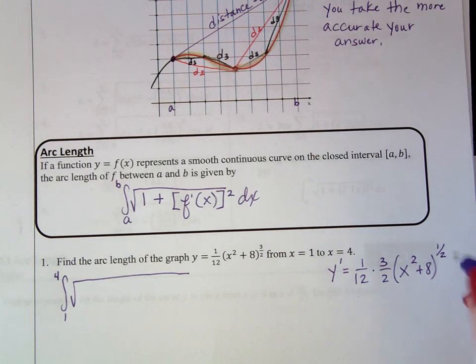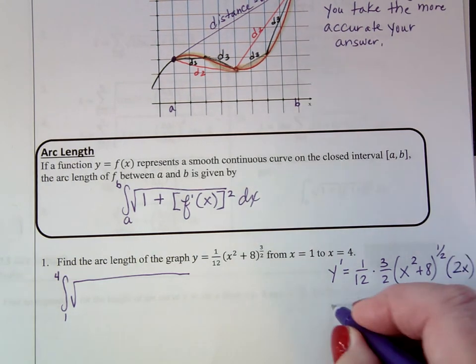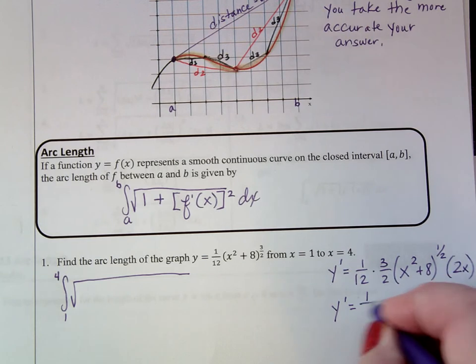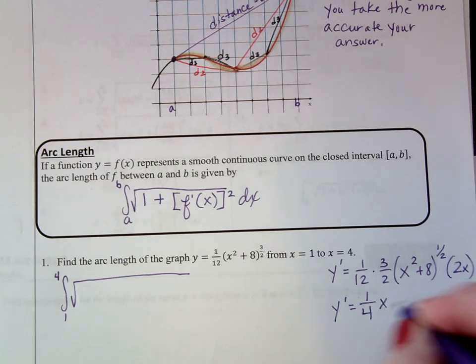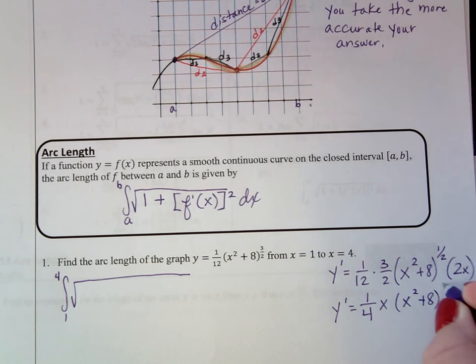Don't forget the chain rule, because then I need to multiply it by the derivative of what's inside, 2x. And that's going to be what I get. So let's see if we can clean this up before we put it into our integral. I have 3 times 2 is 6. So I have 6 over 24, or 1/4, x. And then I have my group, x squared plus 8 to the 1/2 power.